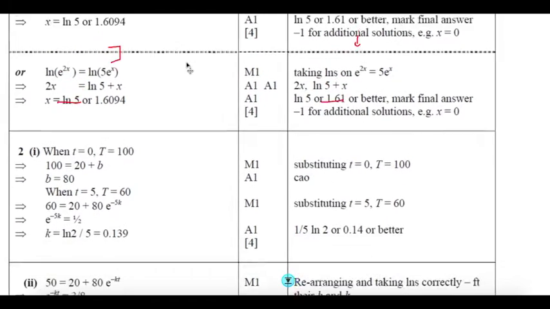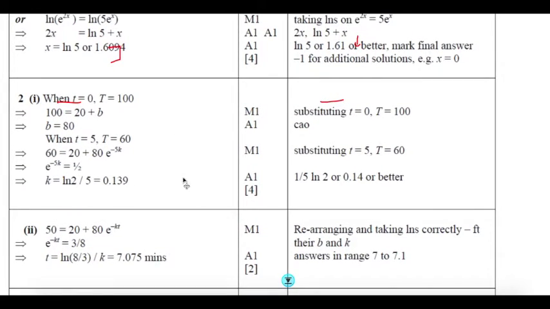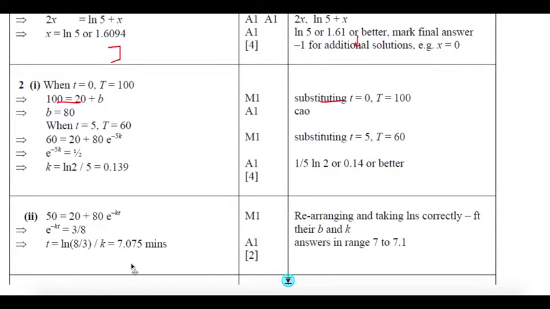So, what have they got here? They got the ln 2 over 5, and then 7.075 minutes. Any answers in the range 7 to 7.1 we'll accept.